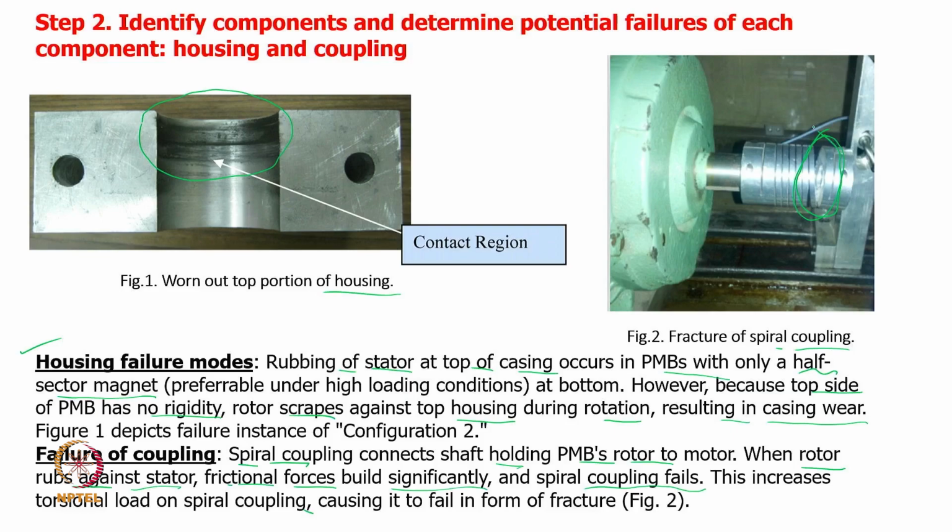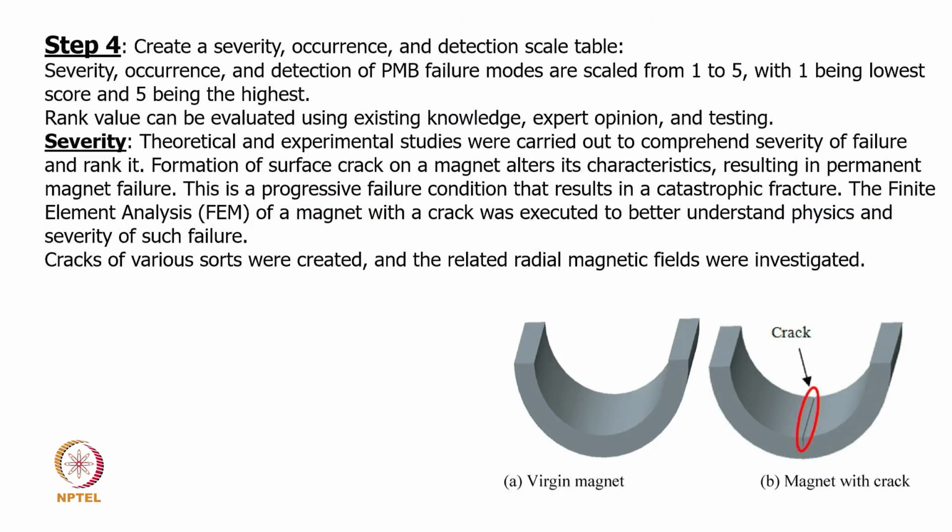You can see that the coupling comes out in 2 pieces. Now, step 4 is basically getting the severity rank, the occurrence rank, and then the detection rank. In the previous case study we considered a 1 to 10 ranking, while this is a relatively new component. So, we thought that for a new system, we would give a rank between 1 to 5.